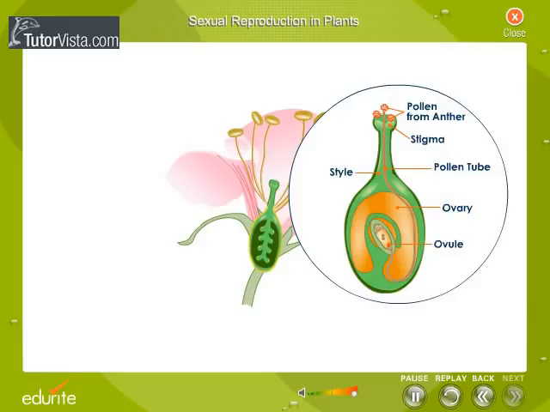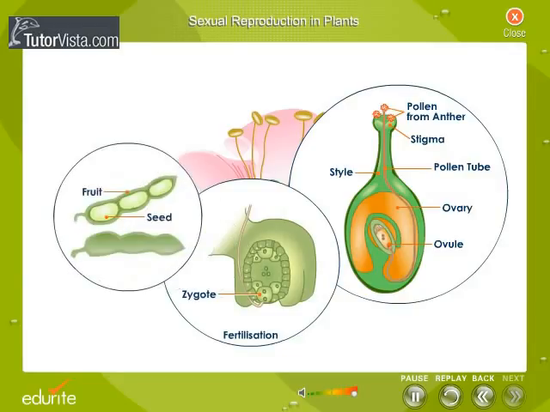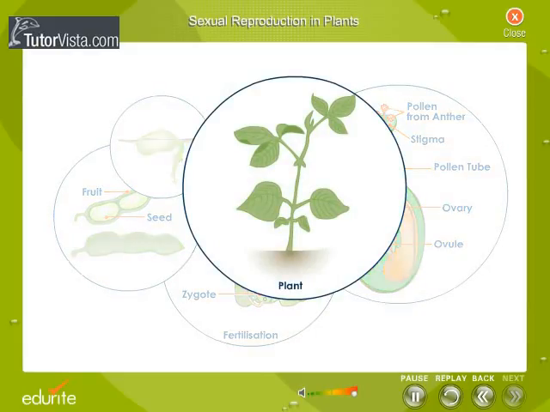This process of fusion is called fertilization. The zygote develops into what is commonly called the seed. After the seeds have formed, the ovary matures to produce fruits. New plants grow from the seeds under suitable conditions. This is the process by which plants propagate themselves.